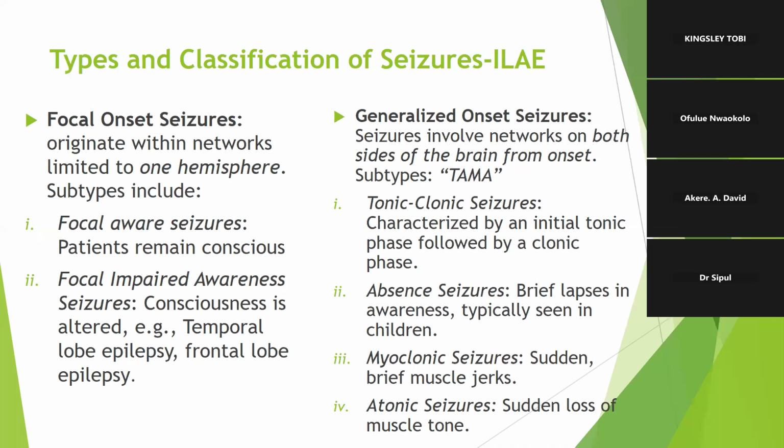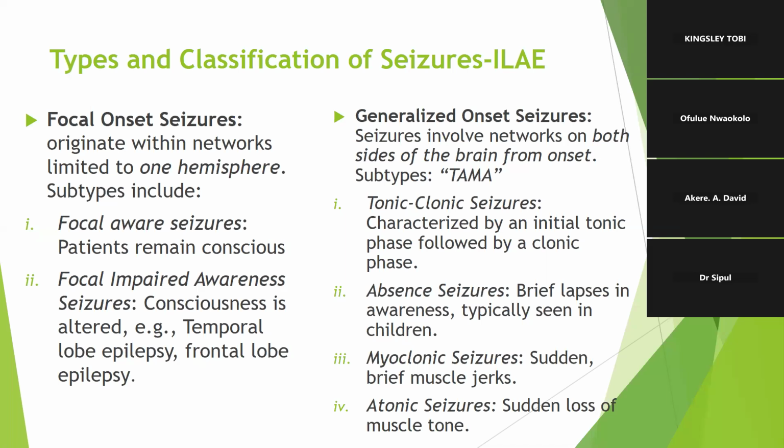The focal one originates within networks that are limited to only one hemisphere. And this includes focal aware seizures, in which the patient remains conscious, and focal impaired awareness seizures. Here, consciousness is impaired alongside the seizure activities, and this affects temporal lobe epilepsy and frontal lobe epilepsy. And that's one of the reasons why I took us through a division of the different lobes of the brain.